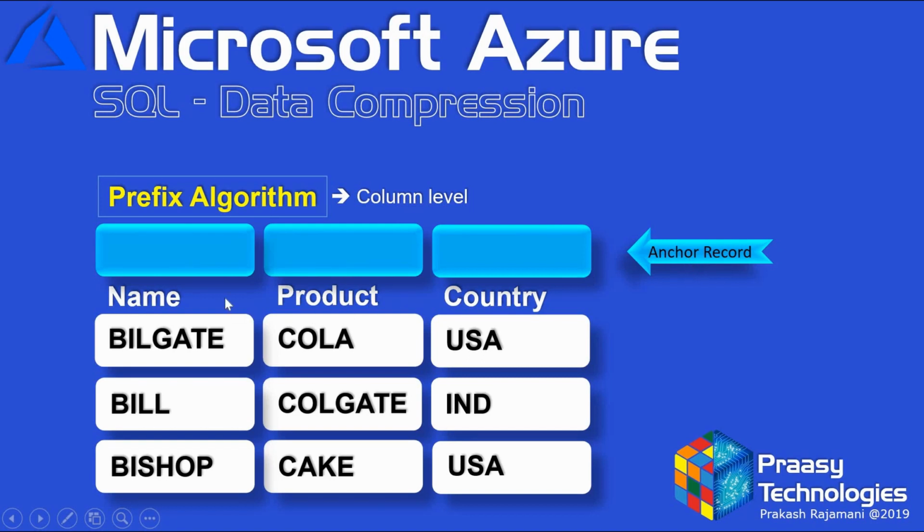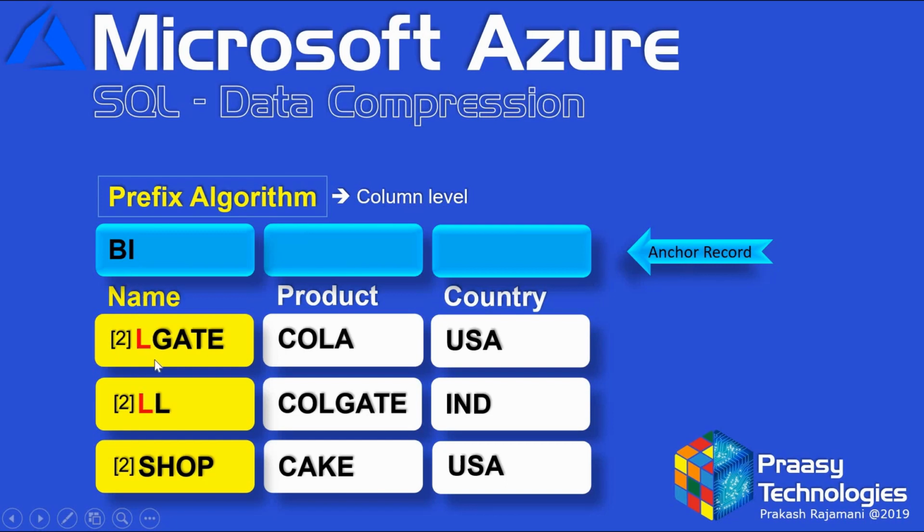Now let's apply the prefix algorithm on the first column, name. As the algorithm name itself says prefix, it checks for any prefix letters getting repeated in the name column for all the records. Yes, we can see that BI is getting repeated in all the records, so it pushes prefix BI to the anchor record. Then it replaces it with index size 2 of the anchor record in all the respective records of column name as 2, which means that the first two characters of the anchor record are replaced there.